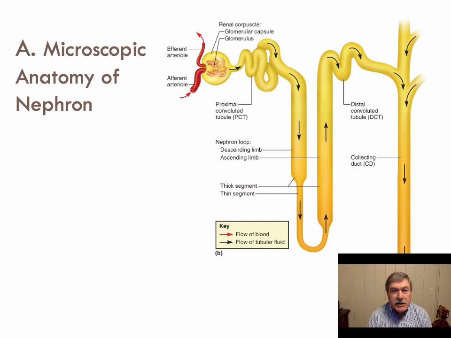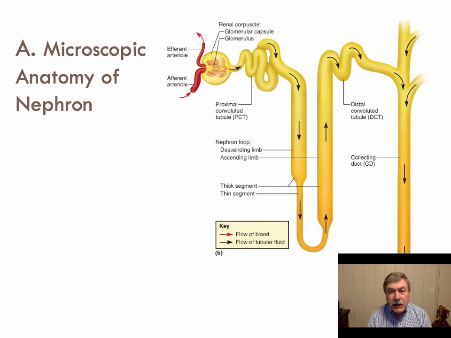So, when we left off on Wednesday, I was going over the different parts of the nephron. The nephrons are tiny microscopic filtering units that filter the blood and form the urine. The main parts of them are the renal corpuscle, which includes the glomerular capsule and the glomerulus. Then there is the proximal convoluted tubule, the descending limb of the nephron loop, the ascending limb of the nephron loop, the distal convoluted tubule, and the collecting duct.